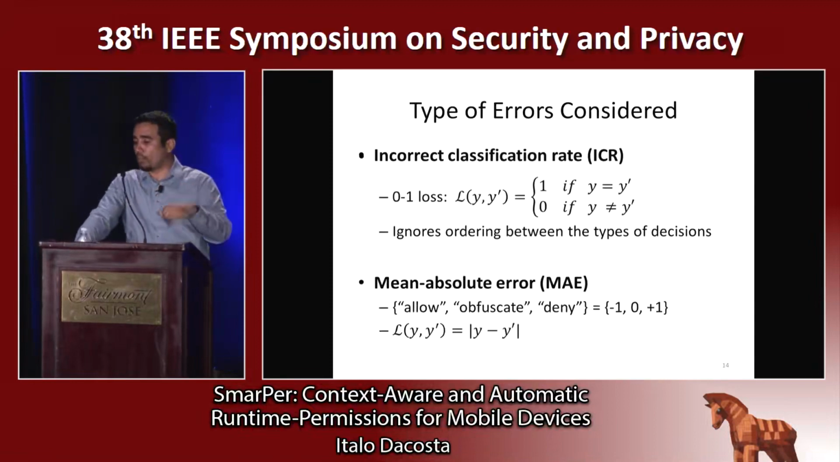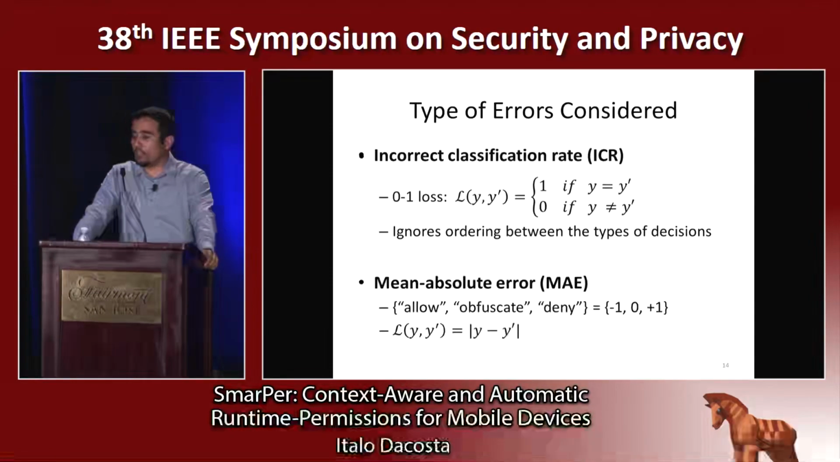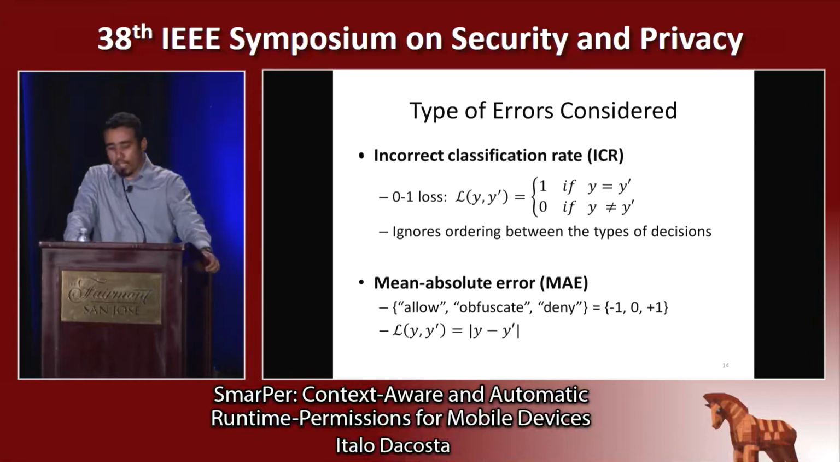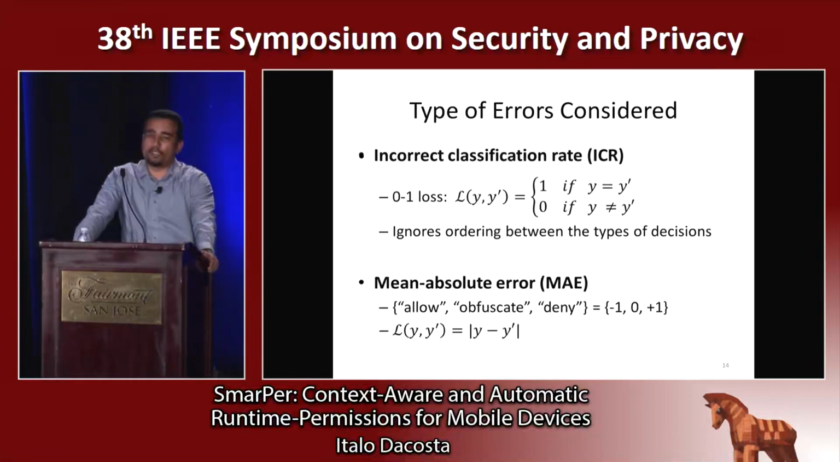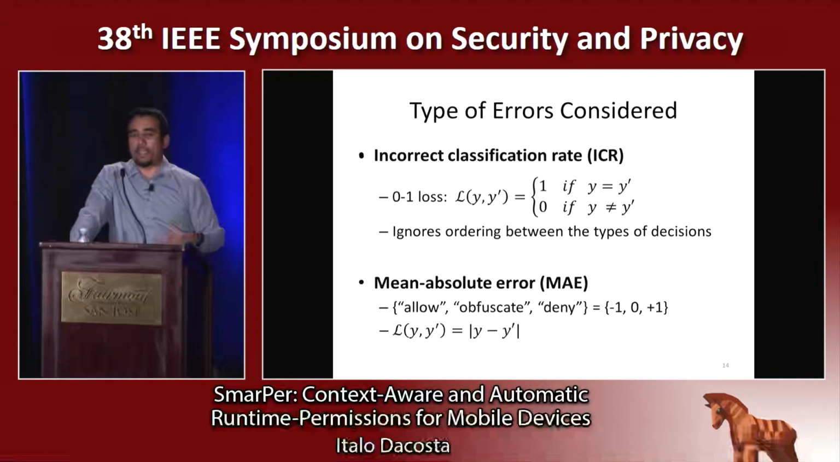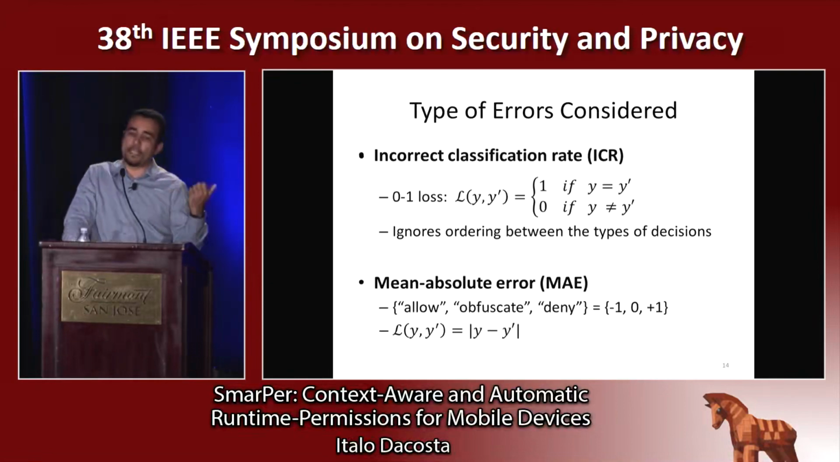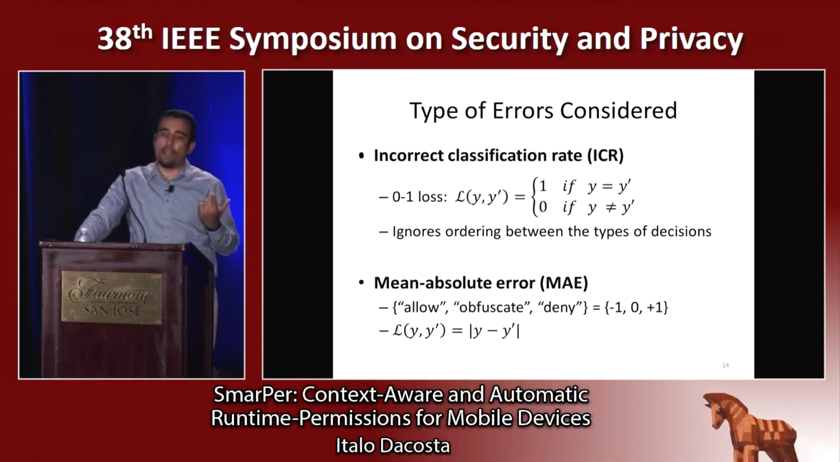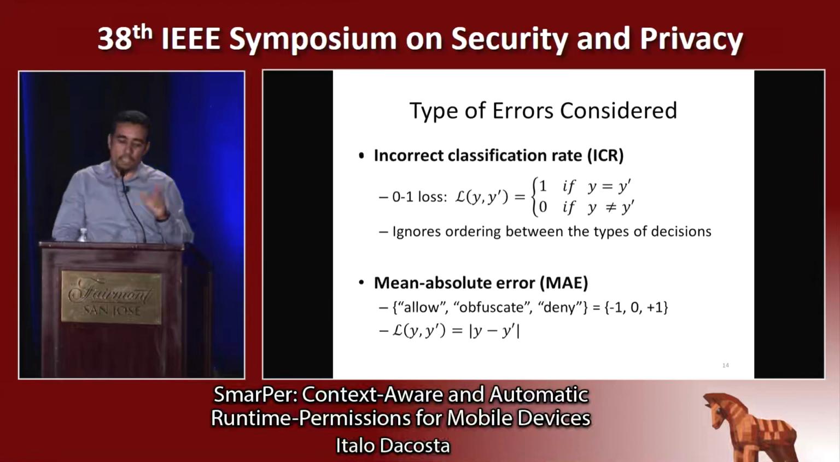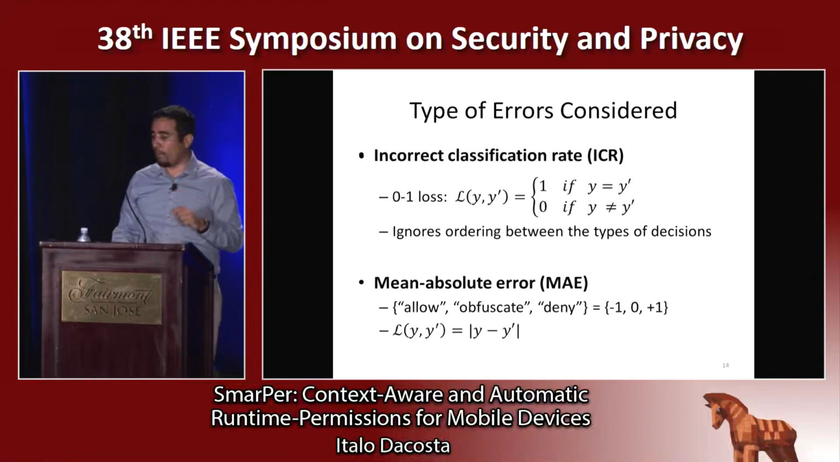So for this, we consider another type of error that we call the mean absolute error, MAE, where we encode allow, obfuscate, deny decisions as -1, 0, and 1. And in this case, if we predict allow instead of deny, we will have an error of 2. And if we predict allow instead of obfuscate, we will have an error of 1. So then we can take into account these different types of errors.